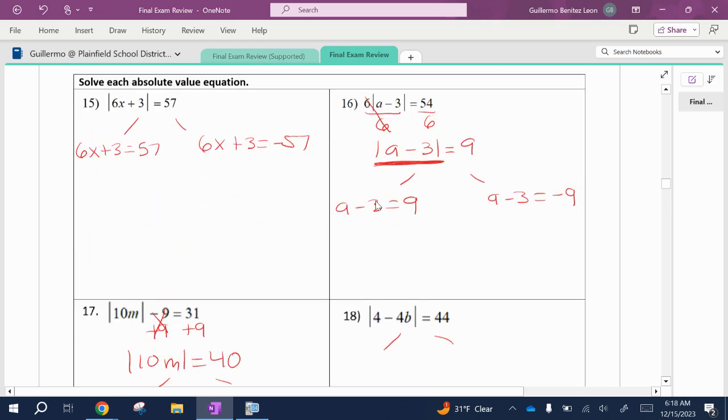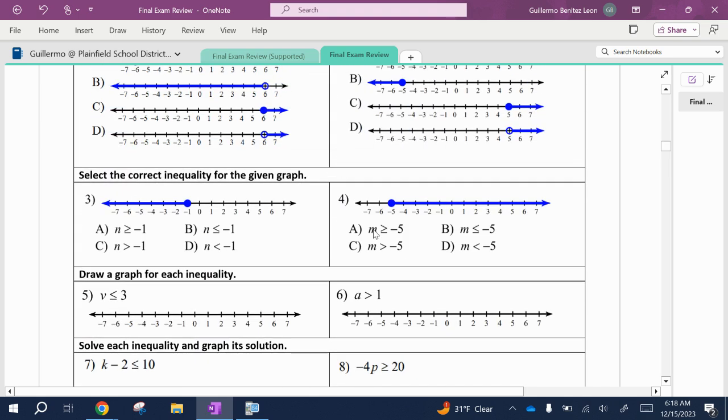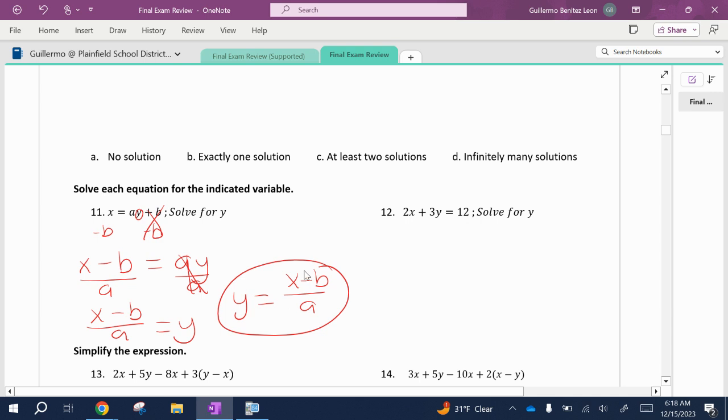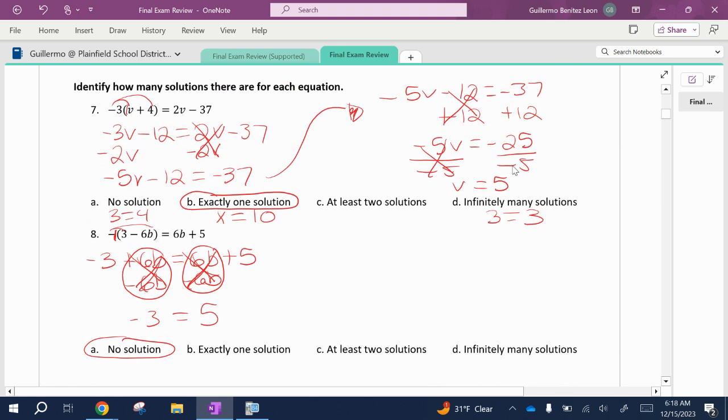What else did we do? Absolute value equations. You can write that and then make two cases. You can put that on your note card. You can give yourself descriptions of how to solve this. This one's really tough to write anything for. You can put what these answers would look like. No solution means false statement. Exactly one solution means x equals a number. Infinitely many means true statement.